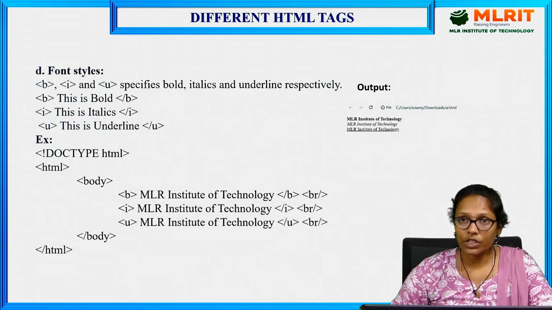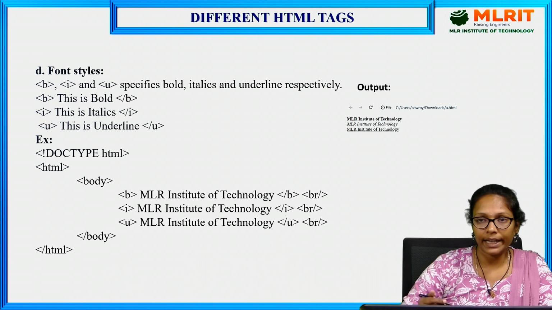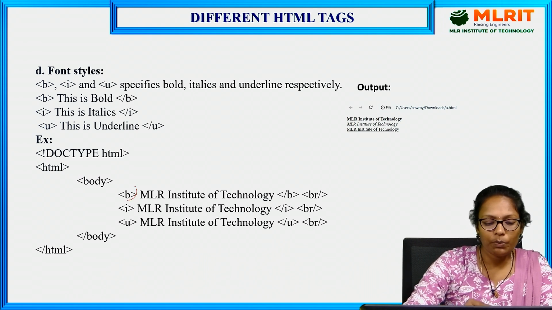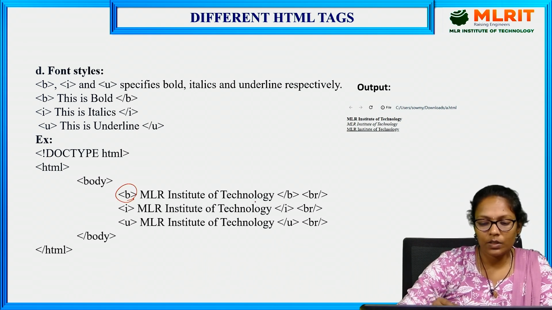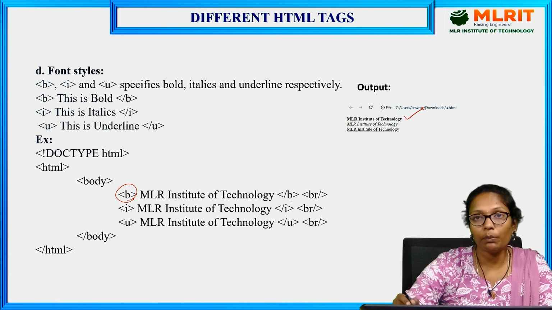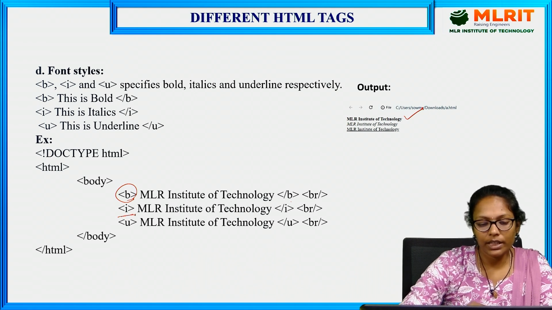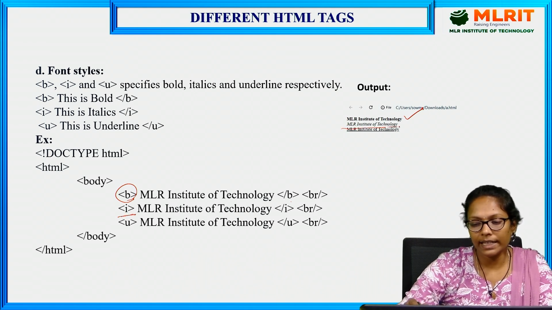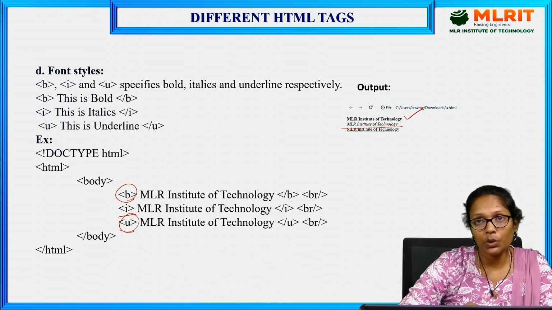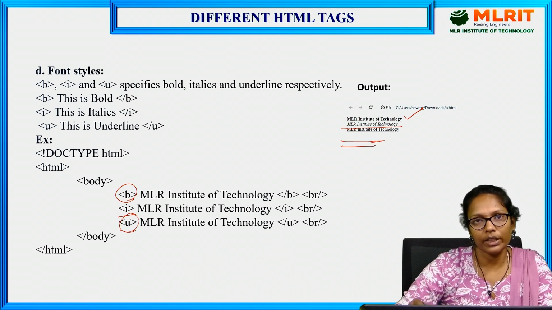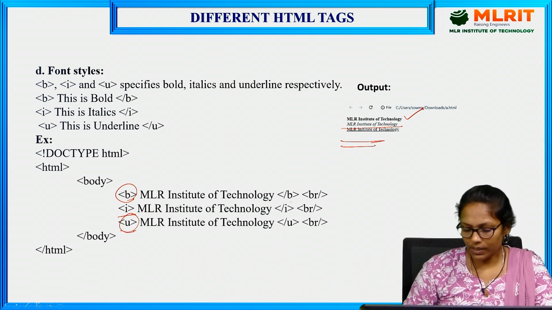And we have different font styles like bold, italic and underline. B is for bold. If you write the text within the B tag, you will get it in bold. If you write the text within I, you will get the text in italic. And if you write the text within the U tag, you will get an underline for your text. So these are the different font styles we have.